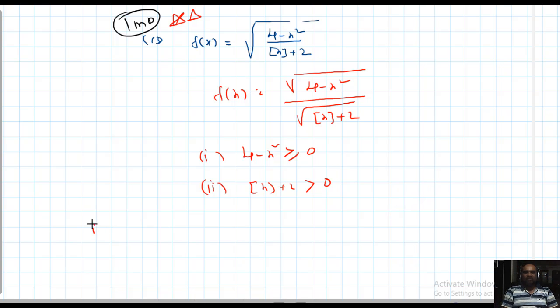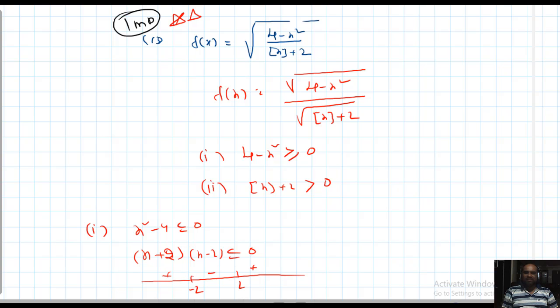So I will solve the first one first of all. x square minus 4 less than or equal to 0, or x plus 2 into x minus 2 less than or equal to 0. Use the number line: minus 2, plus minus plus, this satisfies, negative sign you want. Therefore x belongs to closed minus 2 to closed 2. This is one solution.